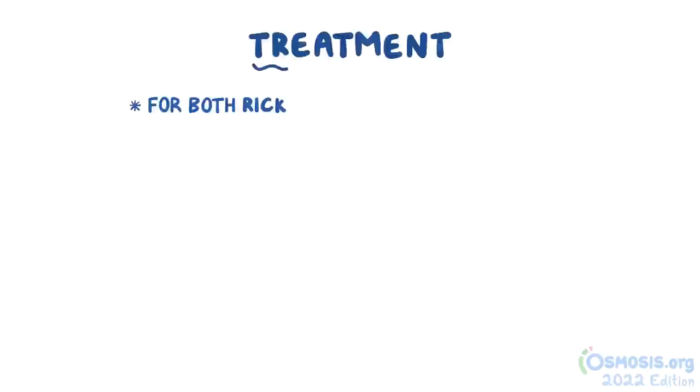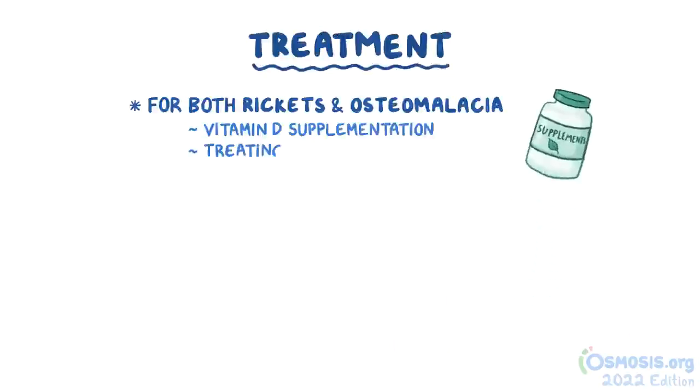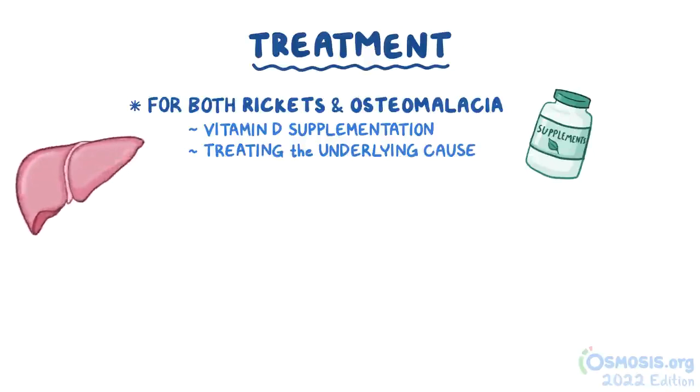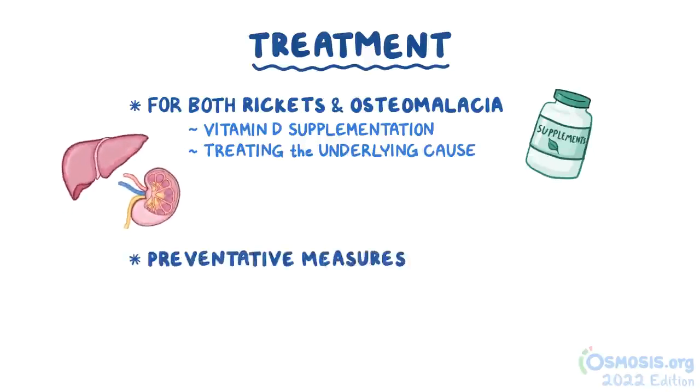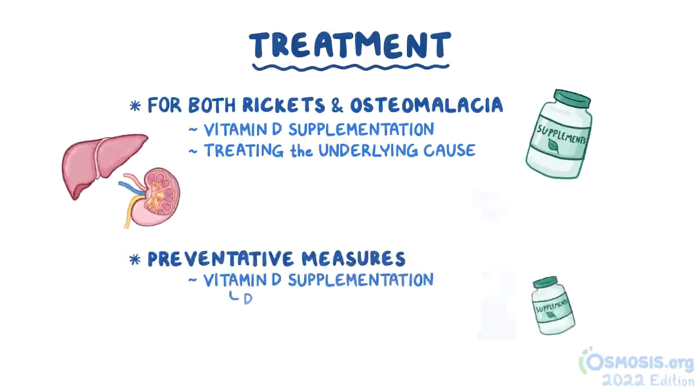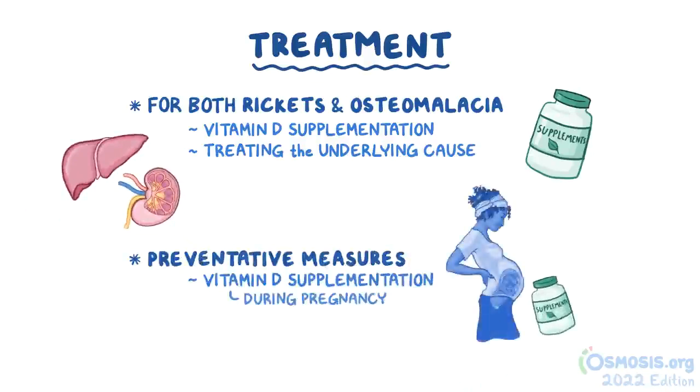Treatment for both rickets and osteomalacia typically involves oral vitamin D supplementation and treating the underlying cause, which could be any condition affecting the organs responsible for vitamin D activation. In addition, preventative measures include vitamin D supplementation during pregnancy and administering vitamin D drops to neonates and infants.